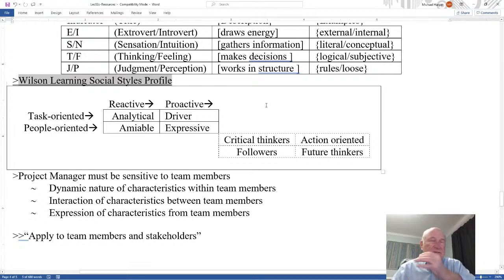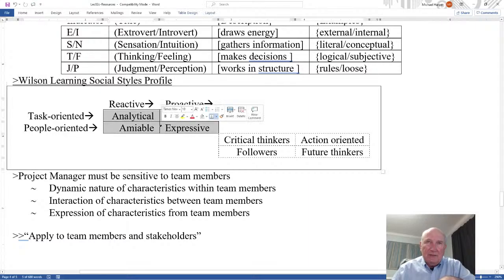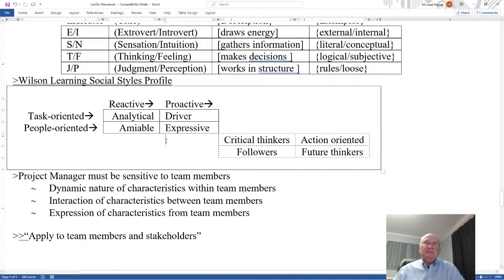Well, this was developed to look at different types of how social interaction is productive within groups. And they have 4 different areas, 2 different factors here with 2 levels each: task-oriented, people-oriented, and reactive and proactive.